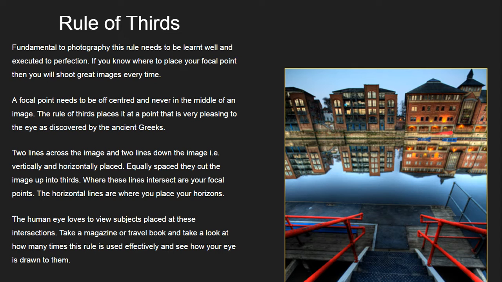So here's my horizon line. This is another sort of line, not my horizon line, but another horizontal line. And where they intersect with this vertical line are the focal points. So where the two cross is a focal point. The human eye loves to view subjects placed at these intersections. It's just what we're drawn to in photographs like this. A magazine or travel book will show you. Take a look at how many times this rule is used effectively and see how your eye is drawn to them.